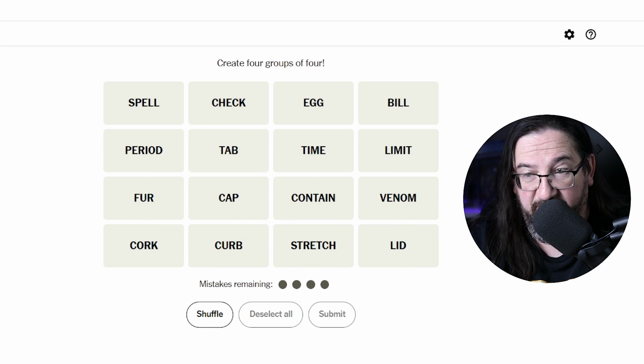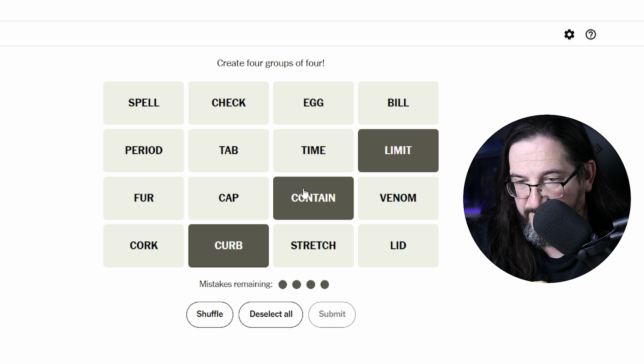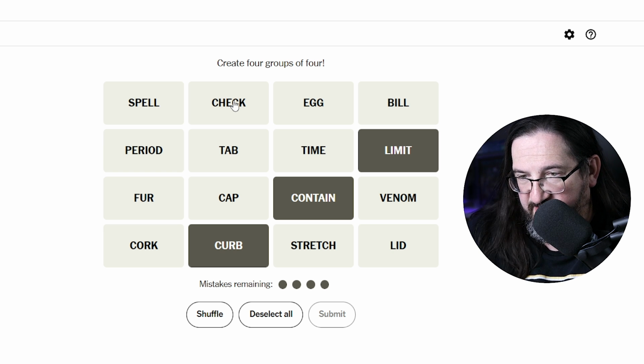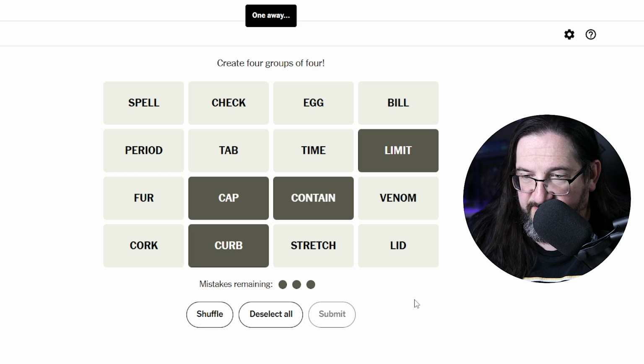Today, we have the following: spell, check, egg, bill, period, tab, time, limit, fur, cap, contain, venom, cork, curb, stretch, and lid. I feel like curb, limit, contain, and possibly check. Curb, contain, limit. I don't know about check. That feels like that cap. That's a cap. To constrain. These constraints. One away.